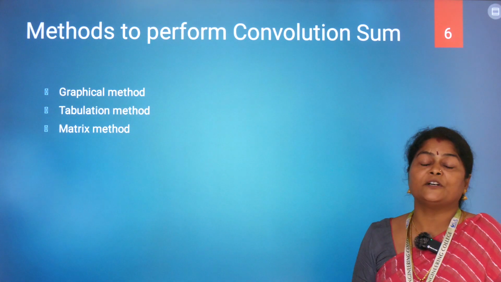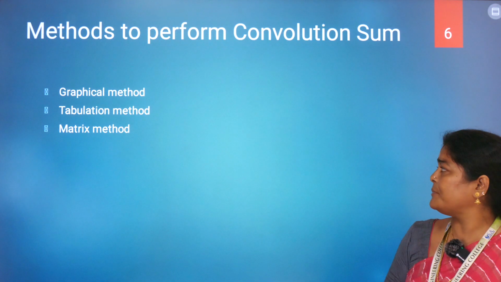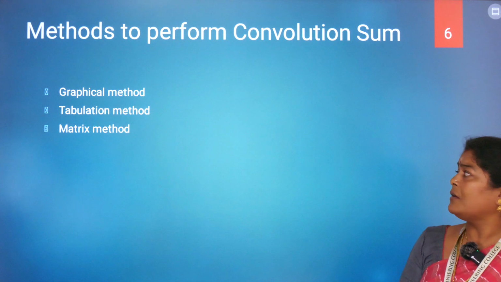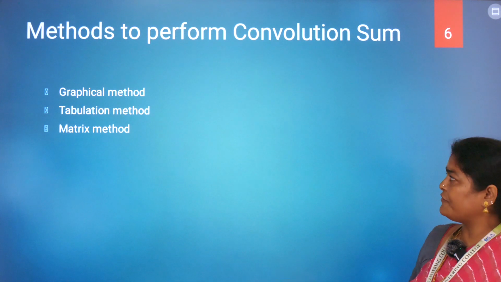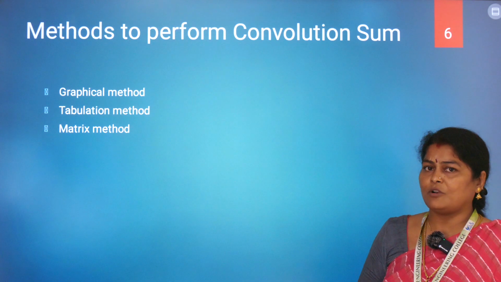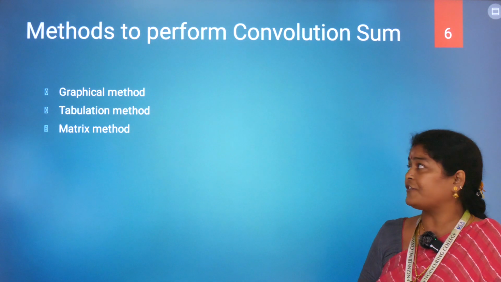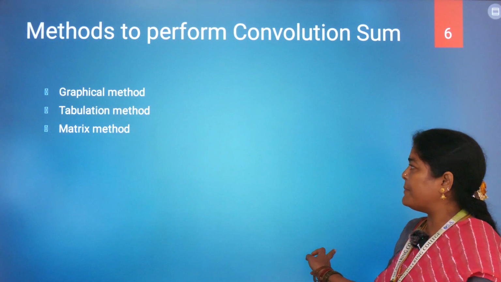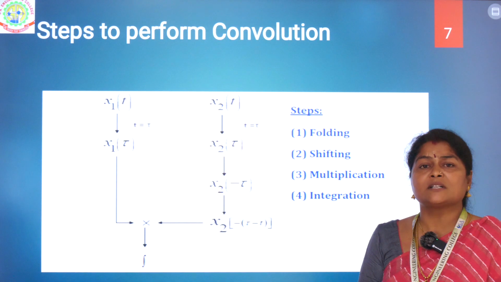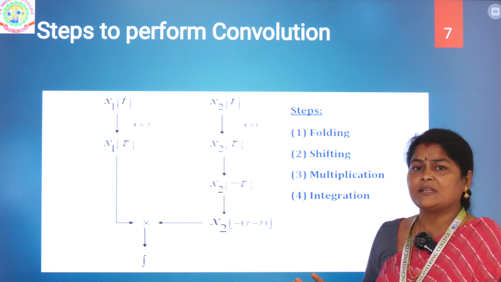The methods to perform convolution sum are the graphical method, tabulation method and matrix method, whereas convolution integral we can do by the graphical method and formula method. So for convolution integral we have two types, graphical and formula, and for convolution sum we have three methods: graphical method, tabulation method and matrix method. These are the steps to perform convolution, applicable to both convolution sum and convolution integral.